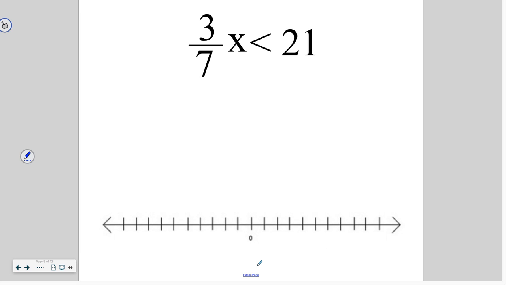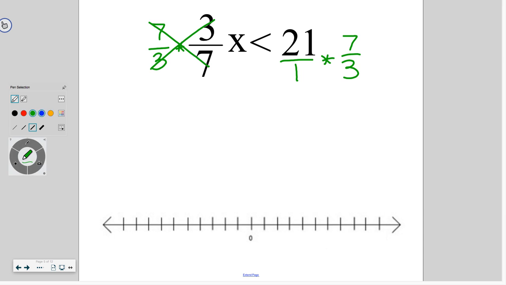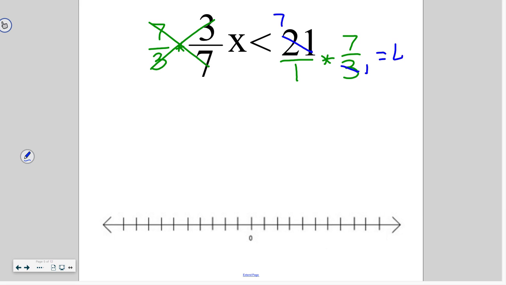Sometimes we have fractions in our inequalities. In order to get rid of a fraction, we want to multiply by the reciprocal. So we're going to go ahead and multiply by 7/3. When I do that, my 7's cross cancel and my 3's cross cancel, so that's why we're multiplying by the reciprocal. Then we're going to want to go ahead and do the same thing on the other side. Using some cross reducing, I can turn that 3 into a 1 and the 21 into a 7, giving me a final answer of 49. So my inequality says x is less than 49.